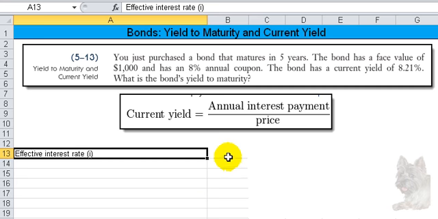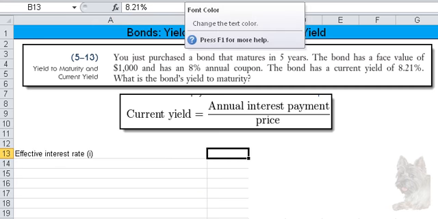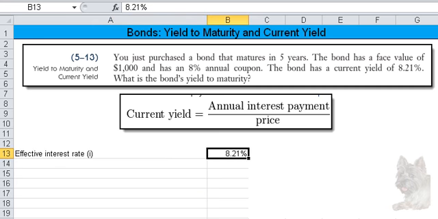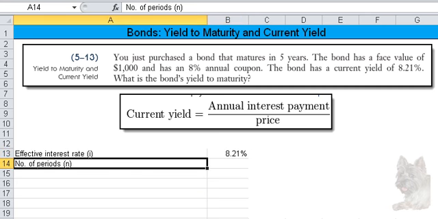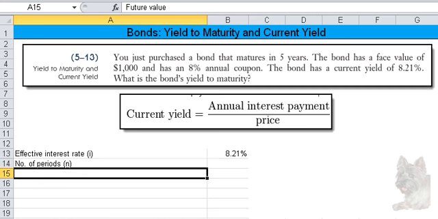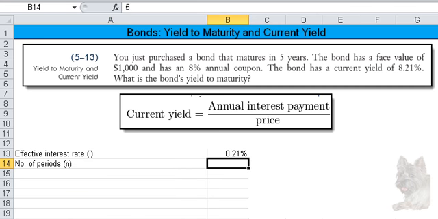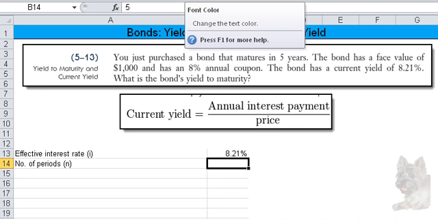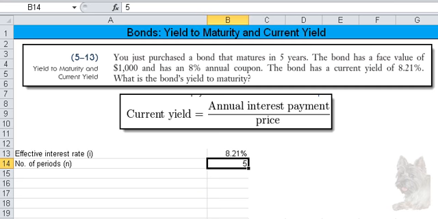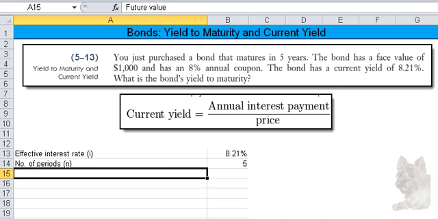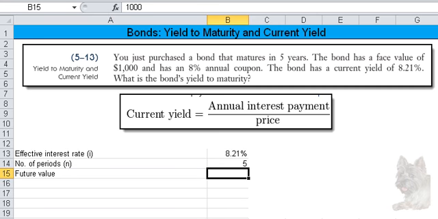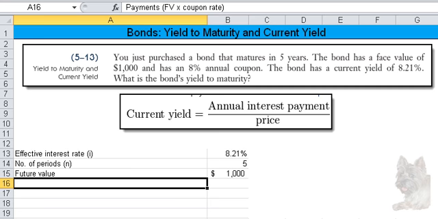Okay, so the effective interest rate is 8.21%. That's given in the problem. The current yield is 8.21%. Okay, next we have the number of periods, and the number of periods is 5. Then we've got the future value, and the future value is the face value of the bonds. That's how much we will get paid back if we invest in these bonds, right?